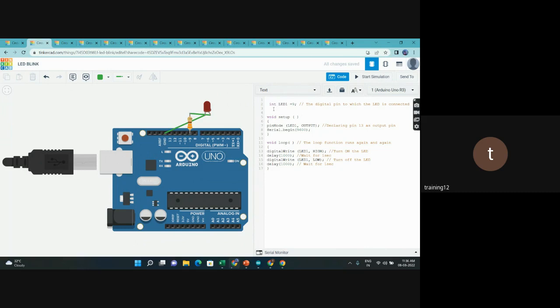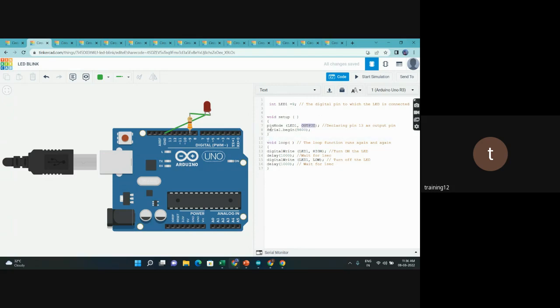First is int LED = 9. So the LED output portion, or LED positive portion, is connected to the ninth pin of the Arduino. Here we have declared that LED1 is equal to 9, the digital pin to which the LED is connected. Next is void setup. In void setup, I have discussed pinMode. LED1, meaning the ninth pin of the Arduino, is the output pin. I have mentioned the output here.